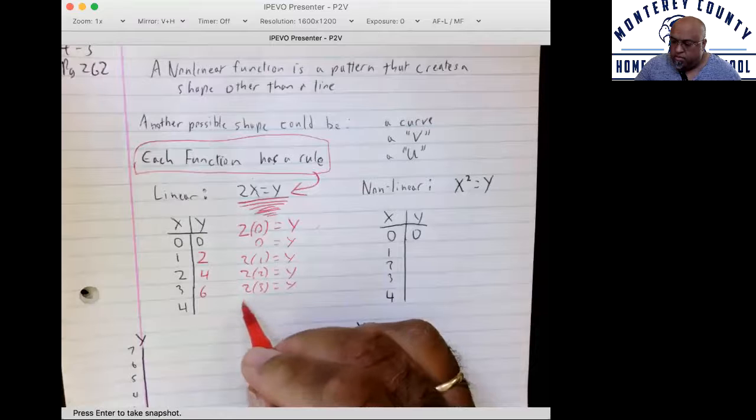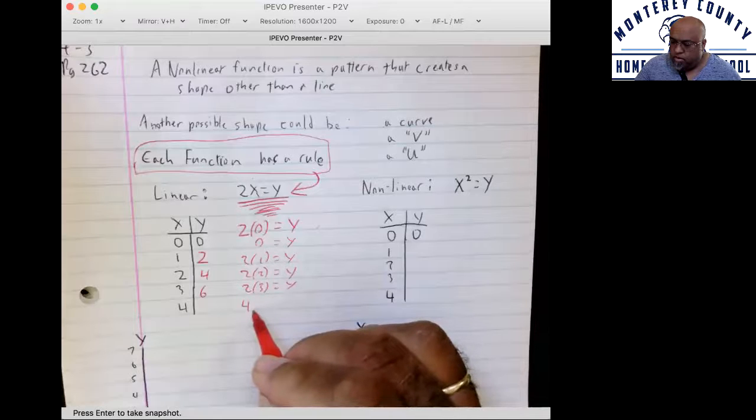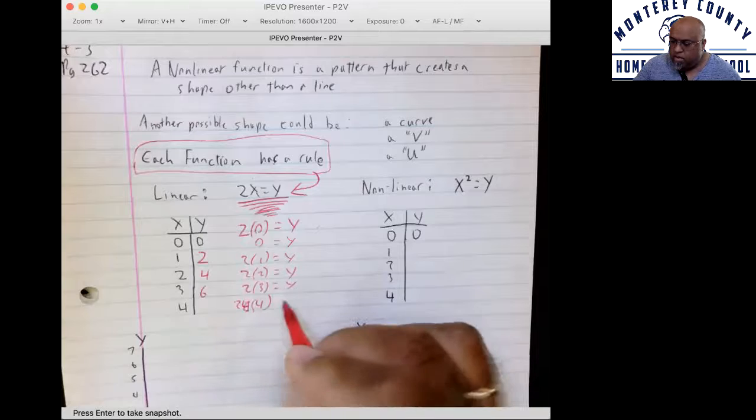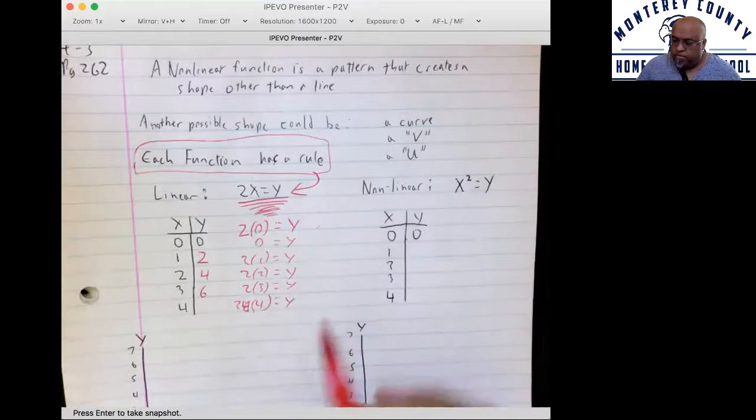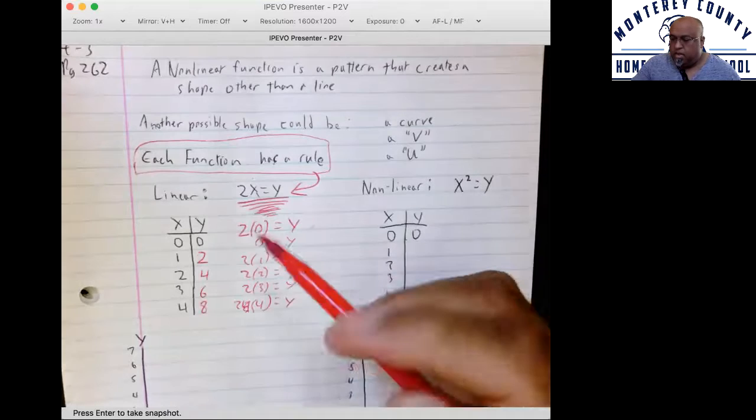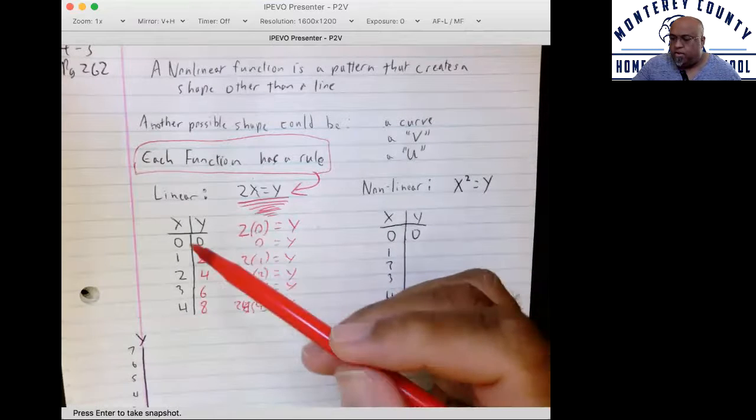And Aaliyah, what would it, oops, sorry, I put it in the wrong place. It's supposed to be 2. What would it be if x is 4? Yep, that's right. It would be 8. Okay, so this would be how we fill in our table.